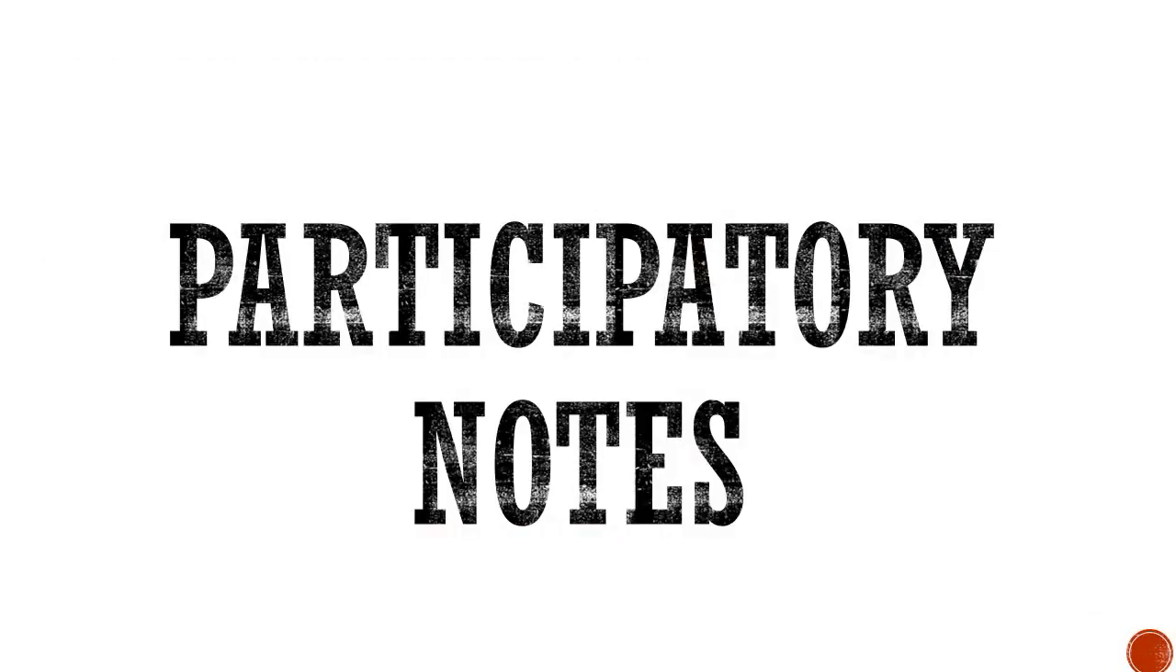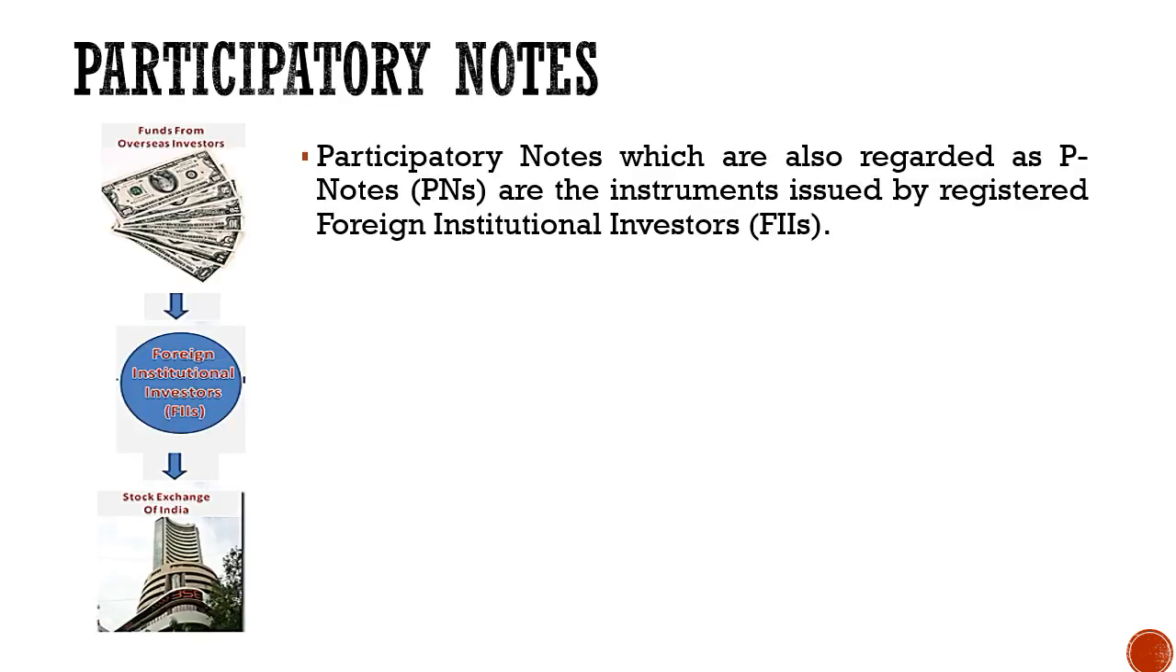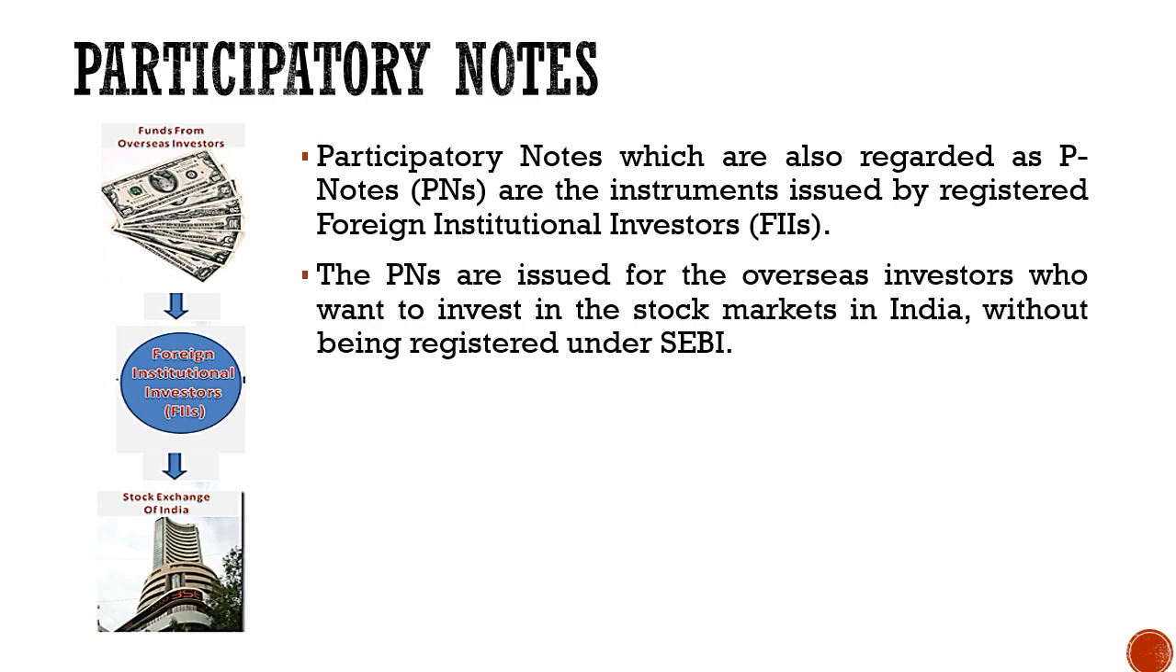Okay, now the next topic that we need to learn is known as the participatory notes, or in other terms we can also call it the P note. So let us see what is participatory notes. Now, participatory notes, which are also regarded as the P notes, are the instruments issued by the registered foreign institutional investors, or in other terms, they are also known as the FIIs. Now, the participatory notes are issued for the overseas investors who want to invest in the stock market in India but without being registered under SEBI.